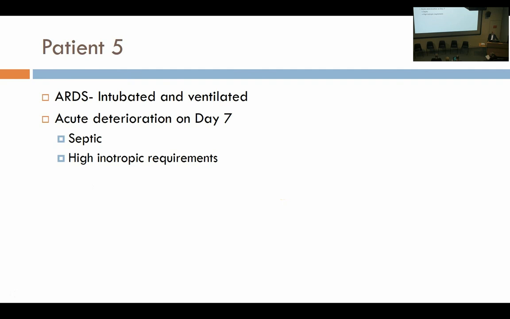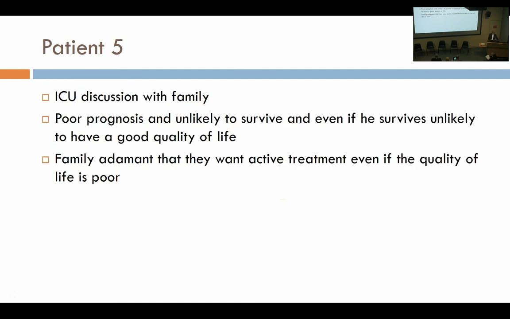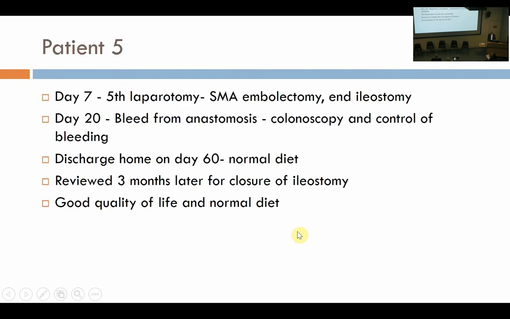where he became septic, with very high inotropic requirements, and we had a discussion with the family and said, really, the prognosis is very poor now, unlikely to have any good quality of life with the amount of bowel that's left, and we should stop. The family, however, was quite adamant that it doesn't matter whether he's TPN dependent, he needs to have the operation. So after much discussion, we ended up operating on this patient, and we had a bleed, which we again went back and controlled, and finally he was discharged home and we've since reversed his ileostomy with a good quality of life.